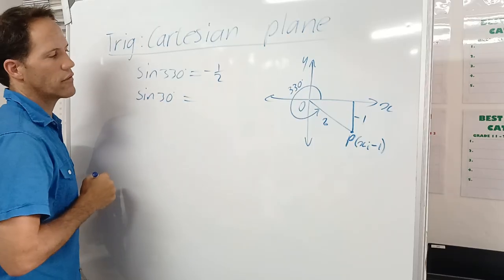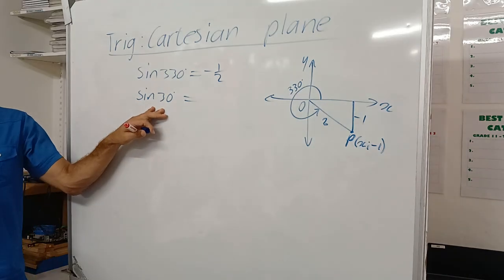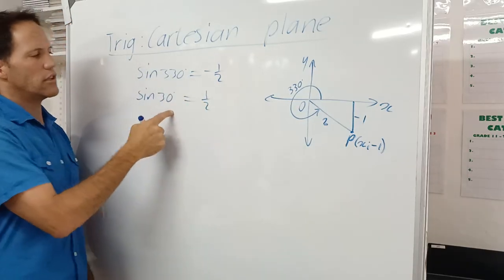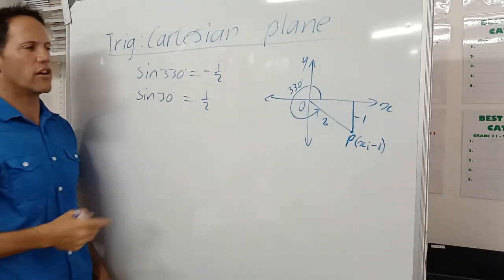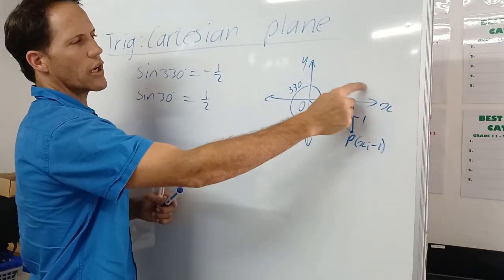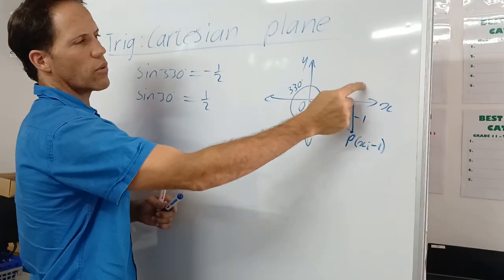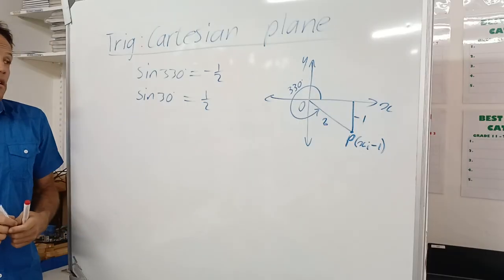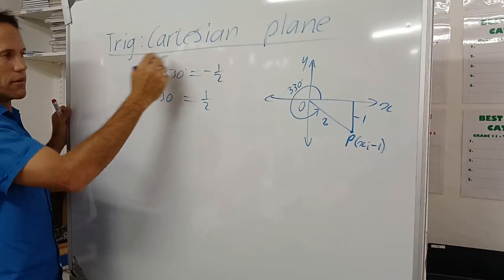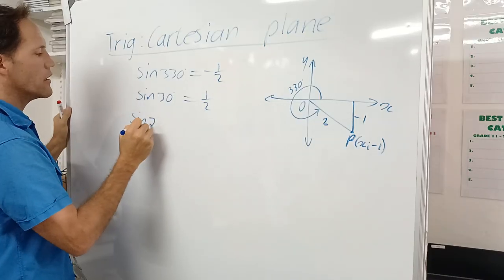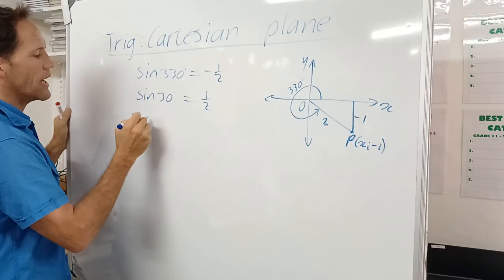Except for the negative. Because what is sine 30? If you check on the calculator, sine 30 is a half. So except for the negative, sine 30 and sine 330 are actually the same. In the first quadrant, 30 degrees, it's a half. But now it's -1/2. That's why we say sine 330. Okay, we're going to talk more about this later.